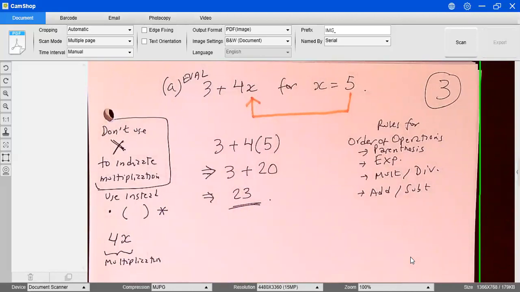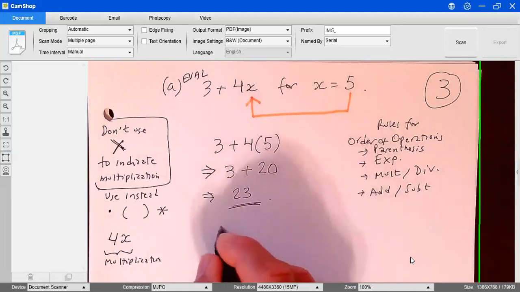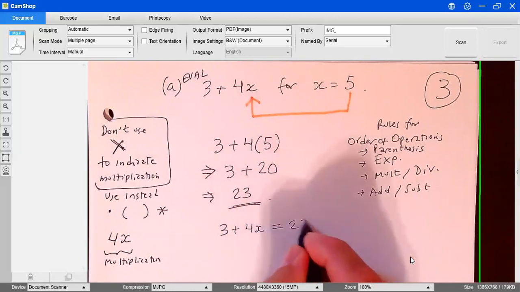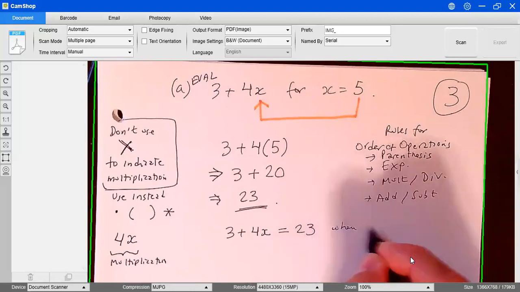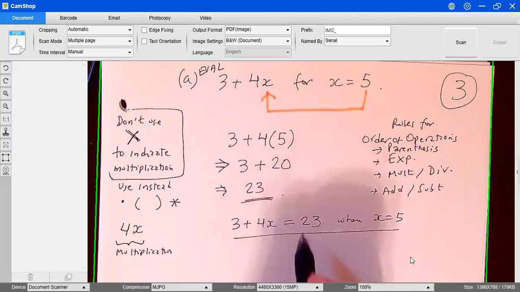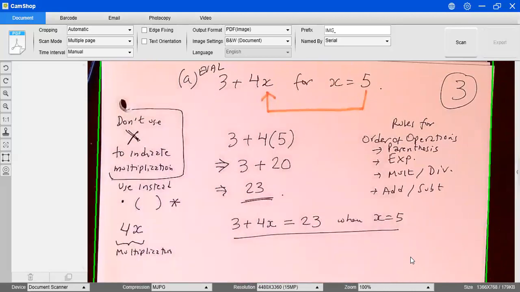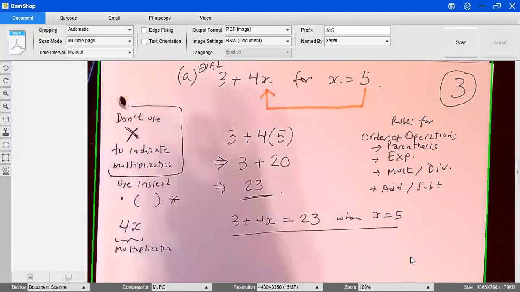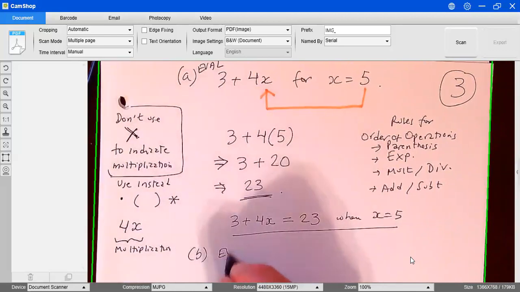So that's the thing. So you can see at the end, 3 plus 4x is going to be equal to 23 when x equals 5. Only at the end we conclude that we can say that these two algebraic expressions are equivalent, so they are equal. So that's the result. We have another evaluation to perform.